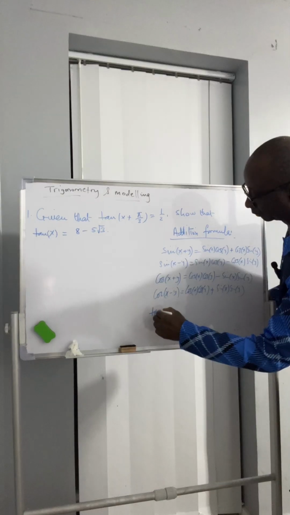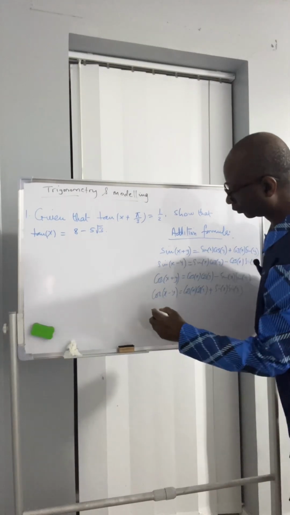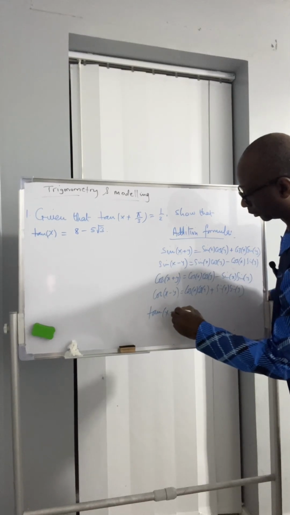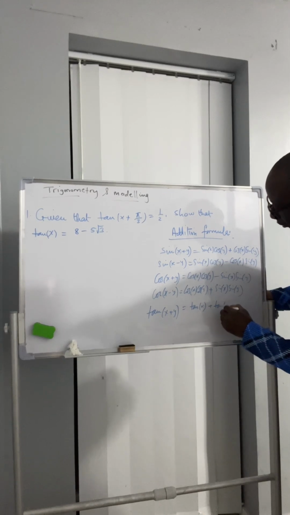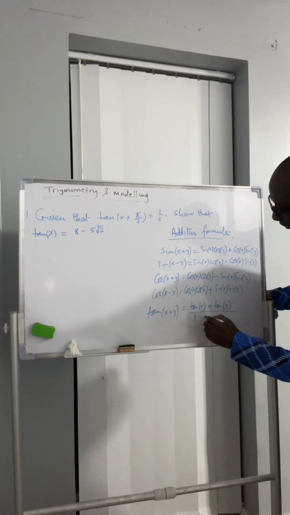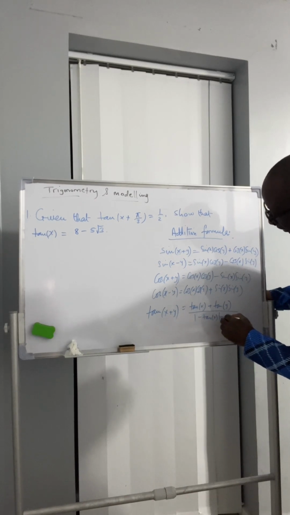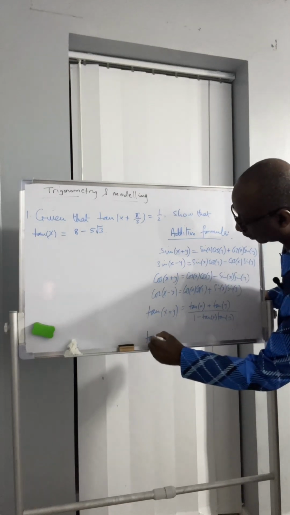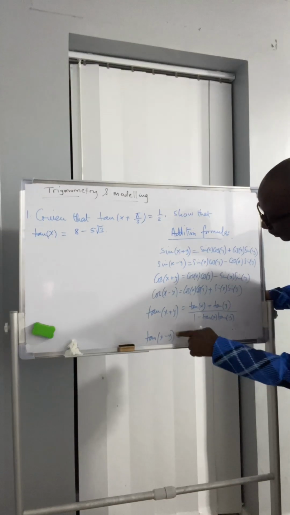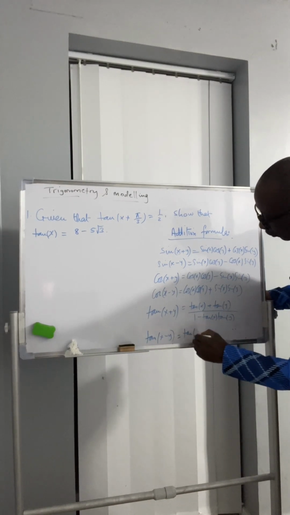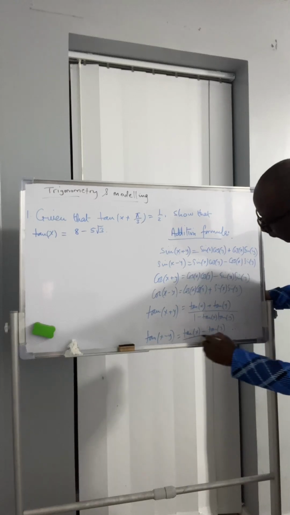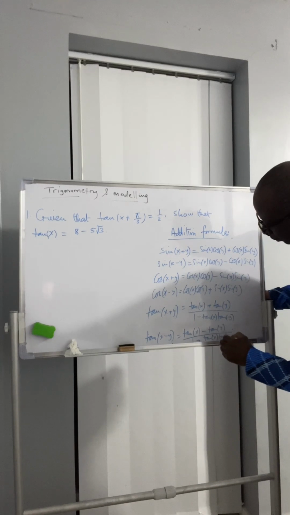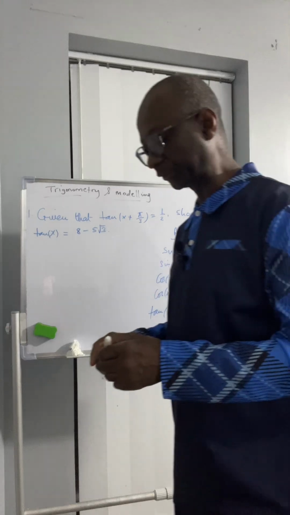Now you have the tangent. The tangent of x plus y gives you the tangent of x plus the tangent of y divided by 1 minus the tangent of x times the tangent of y. If you have the tangent of x minus y, this gives you the tangent of x minus the tangent of y all over 1 plus the tangent of x times the tangent of y. These are the addition formulas.